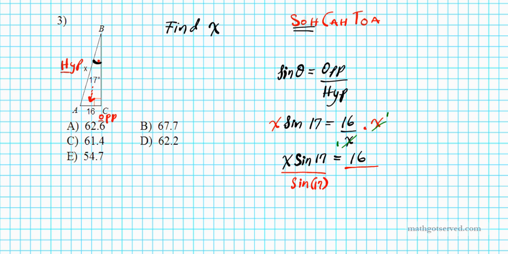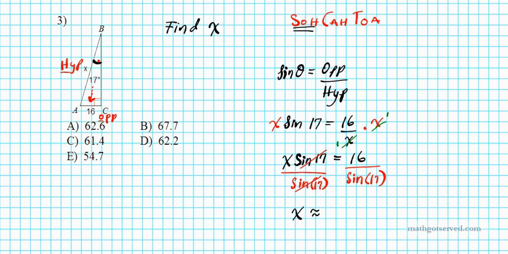Sine 17 is a package. They come together and they go together. Don't try to break it apart by dividing by sine or something strange like that. Just move them together as a package, okay? So on the left side, sine 17 divides with sine 17, you're left with x. Now you just simply plug in 16 divided by sine 17 into your calculator to get the final result.